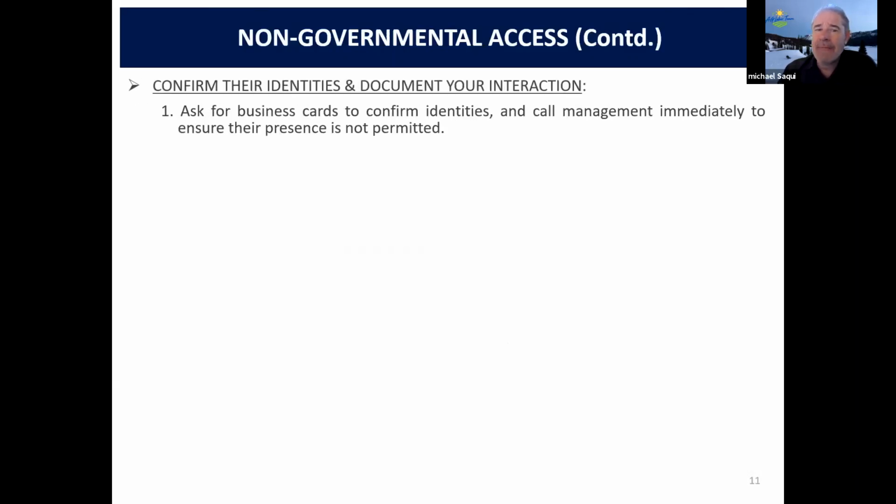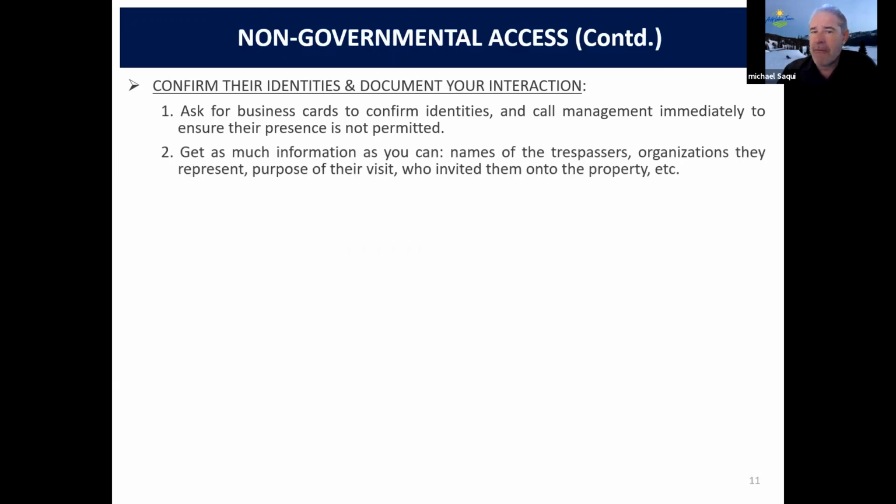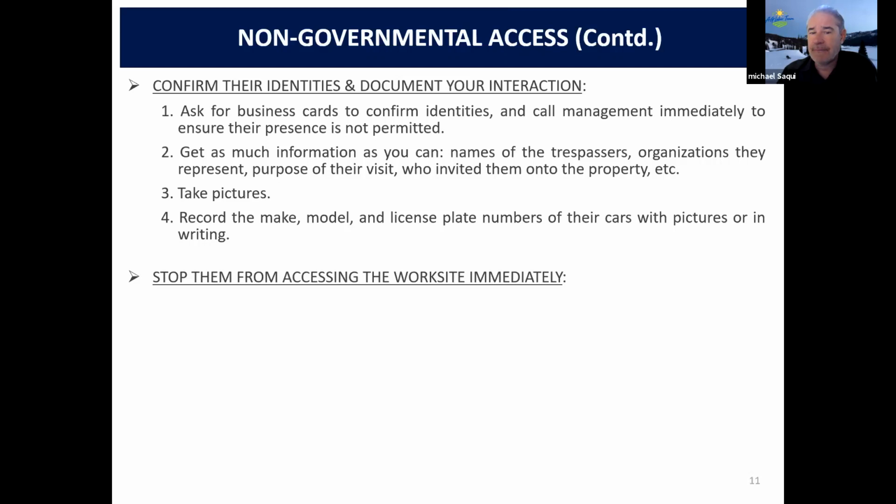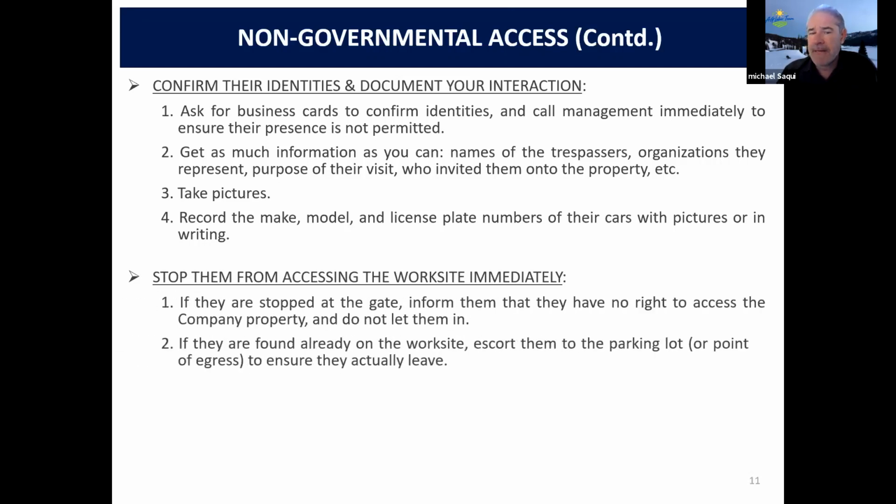Confirm identities, document the interaction. Ask for business cards. Get as much information as you can, names of these trespassers, or if they're from the government, get a copy of their card so you can text it to your boss. Get the purpose of their visit, who invited them on the property. We're gonna take pictures. We're gonna send them to the main office. Before we do, we're going to take their make, model, and license plates of their cars and get that over to our team. Okay? Always, always, always stop them from accessing the workplace immediately.